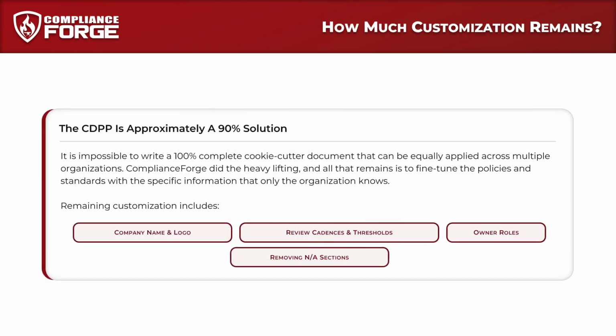So how much work is left for you? ComplianceForge aims for approximately a 90% solution because it is impossible to write a 100% cookie-cutter document that can be equally applied across every organization. In practice, customization is essentially filling in the blanks: adding your company name and logo, which ComplianceForge applies for you before delivery, tailoring parameters such as review cadences and thresholds, naming specific owner roles, and removing sections that do not apply to your organization.